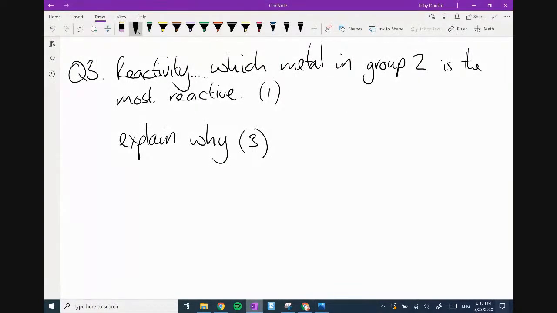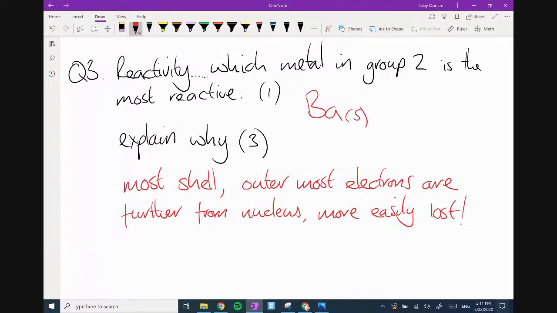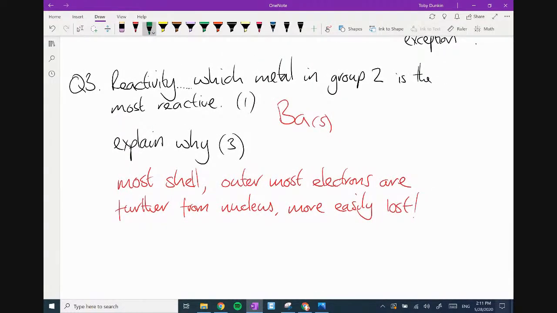Anyway, so explain why. Well done to Kieran, smashes them out the park. So the correct answer is barium. We'd expect that barium is the most reactive metal. They're going to ask us why, and you say: most shells, more shells compared to any other group 2. Outermost electrons are further from the nucleus, therefore more easily lost. We know that metals like to lose electrons. That's what metals do. Metals love to lose electrons. Most shells, outer electrons furthest from the nucleus, more easily lost. 3 marks. Boom, boom, boom.